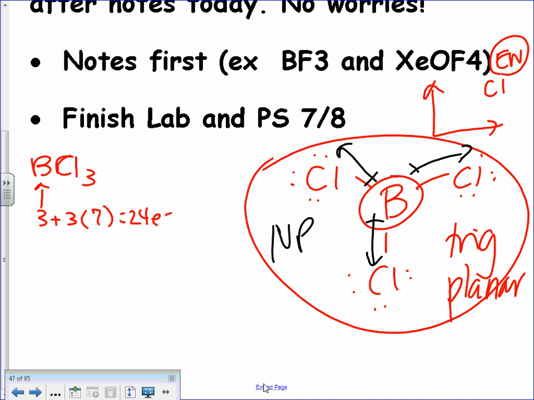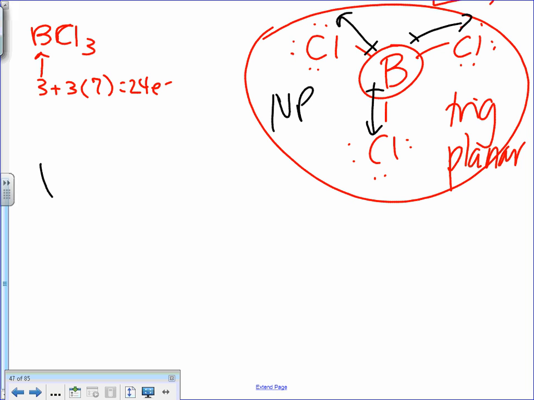Last one, the xenon, oxygen, and fluorine. I think there were 4 of them. Can you double check that for me? 4 of them. Okay. So these are the 2 that I was going to do from last week. Tell me your count here. Xenon carries 8, plus oxygen's 6, plus 4 times 7 for fluorine. So that's 28, 34, 40.